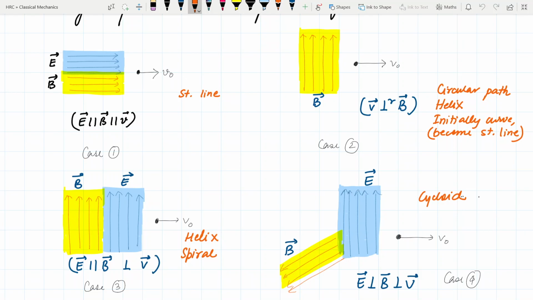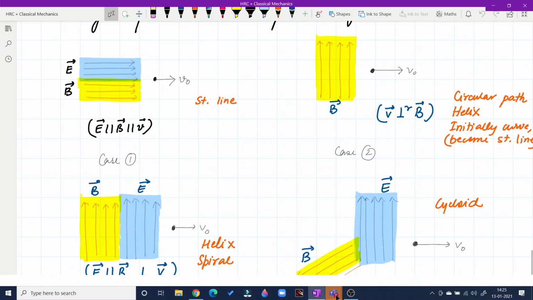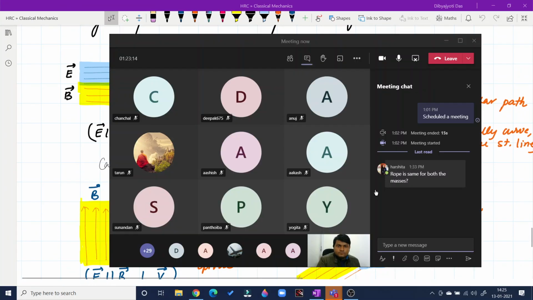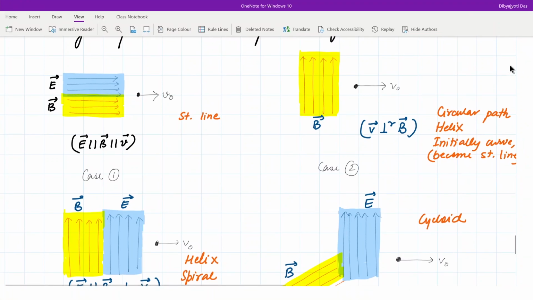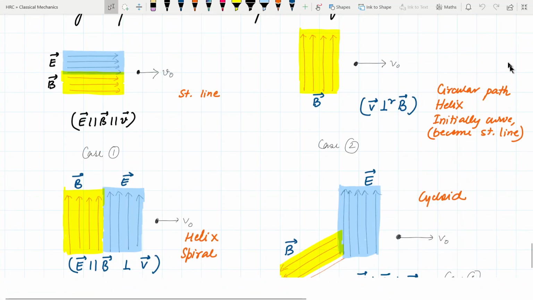Harshita, what do you think? Akash, what do you think? Is cycloid going to be the answer or maybe something else?